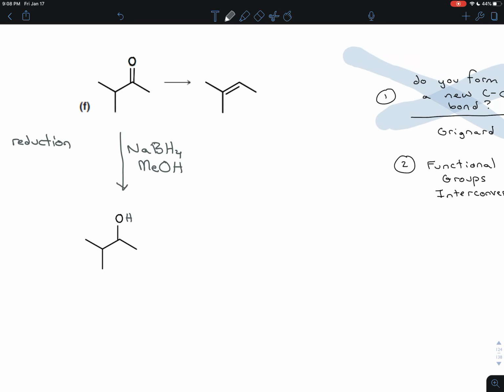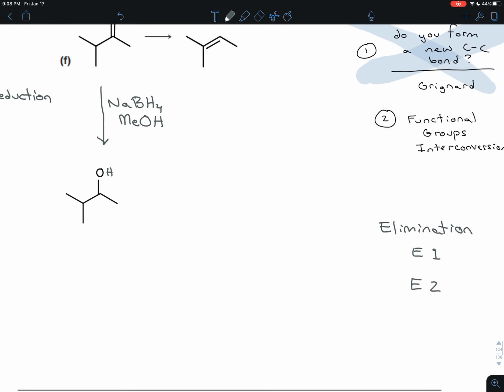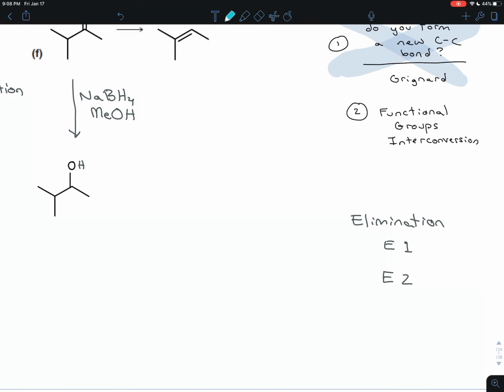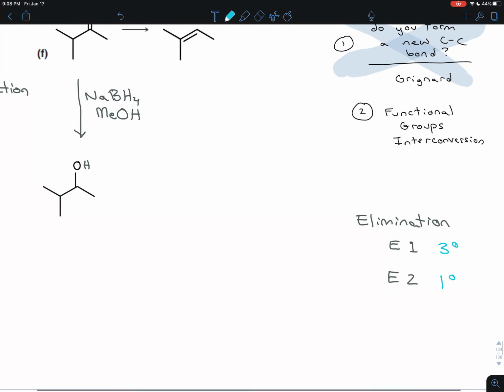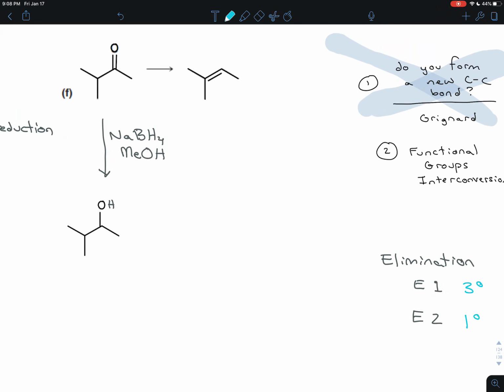So we're going to do an elimination. But like we saw a second ago, there are 2 types of elimination reactions. There's E1 and there's E2. You would have to do E1 if you had a tertiary alcohol. You'd do E2 if you had a primary alcohol. Here we have a secondary alcohol. The carbon that has the OH on it is bonded to 2 other carbons. So really you could use either. Let's do the E2.